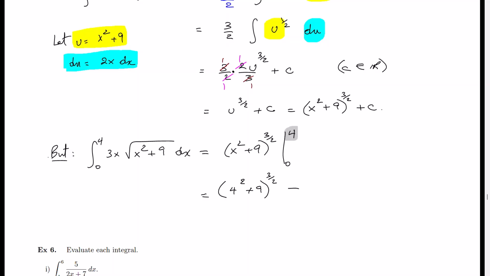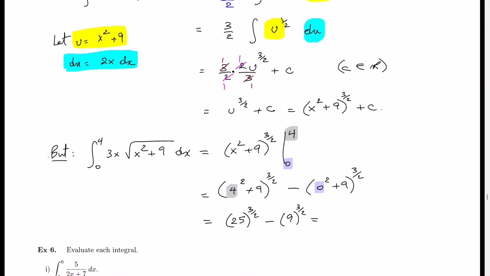And the fundamental theorem of calculus tells me to replace the x's again with 0. So I'm going to put 0 squared plus 9 to the power of 3/2. In other terms, I'm just applying the fundamental theorem of calculus after I've done the integration. Now, by the way, 4 squared is 16. 16 plus 9 is 25. So we get 25 to the power of 3/2. 0 squared is 0 plus 9 is going to be 9. So 9 to the 3/2.